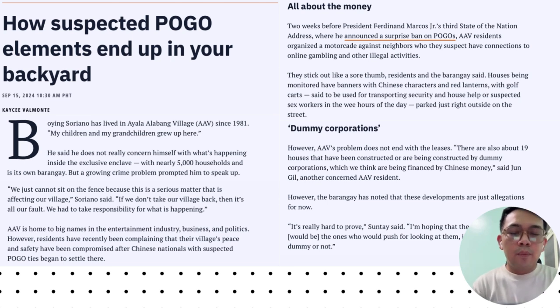So here is an example of an article that is using subheadings. You can see that the article opened with a narrative to give us an idea about what the article is, and it continues with subtopics, all about the money and dummy corporation. Each of the subheadings will give us an idea where the story is leading to, but at the same time, it all connects to the main point of the article.